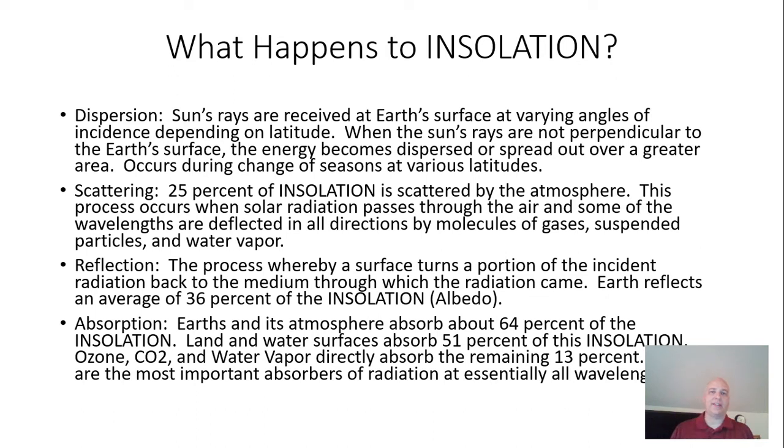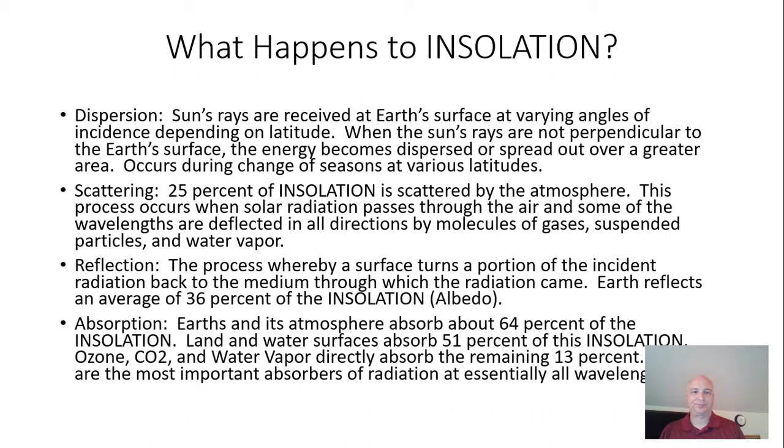Scattering is another process. This occurs with 25% of the incoming solar radiation. This process occurs when solar radiation passes through the air, and some of the wavelengths are deflected in all directions by molecules of gases, suspended particles, and water vapor itself. Scattering is the reason why the sky is blue, why we see it as blue. So it's a very interesting topic.